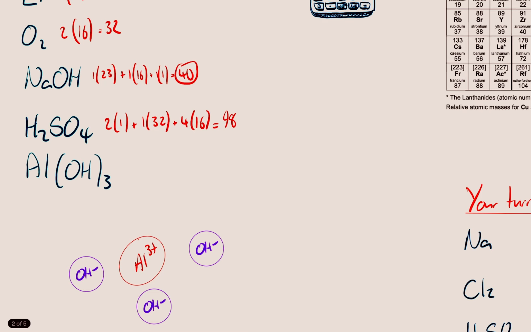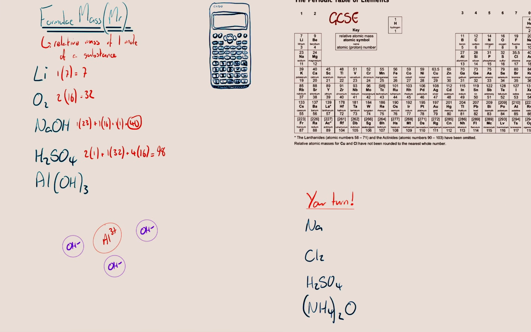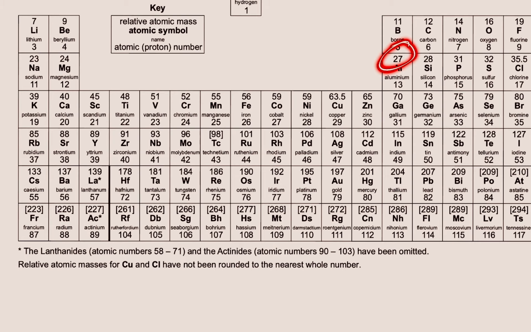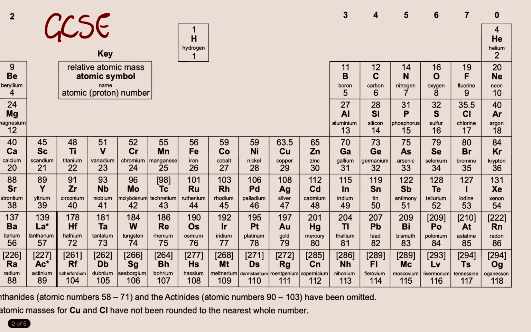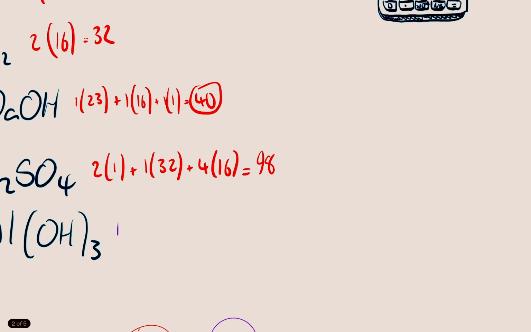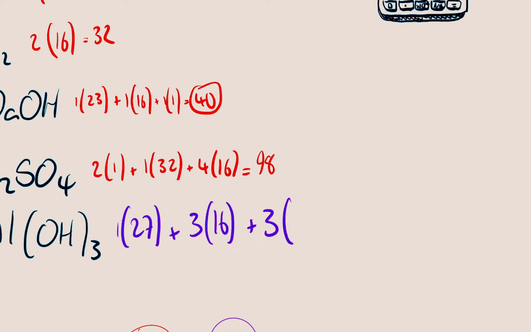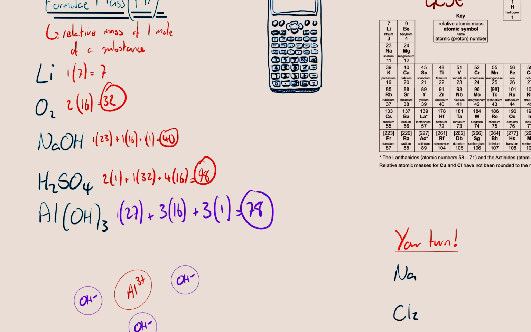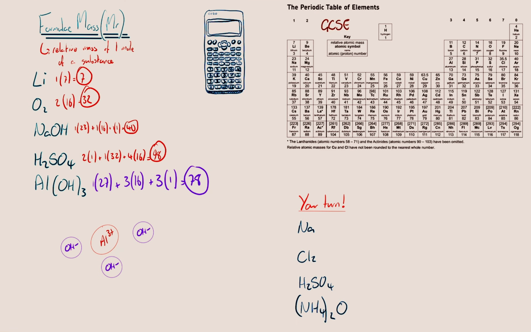So there, let's look at what everything is. Aluminium, 27. Oxygen, 16. Hydrogen, 1. So 1 lot of 27, why not keep it on the purple, plus 3 lots of our oxygen, 16, plus 3 lots of our hydrogen, 1. Put that into our calculator, we get to 78. And again, let's stay in that habit of circling our answers, particularly when it comes to calculations.